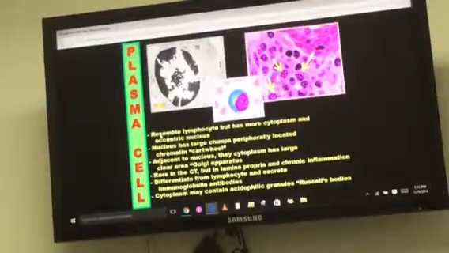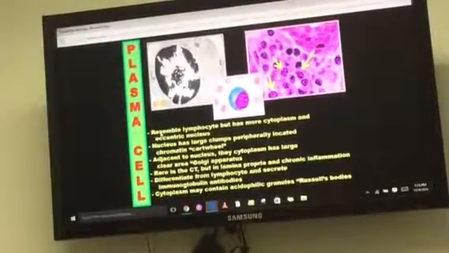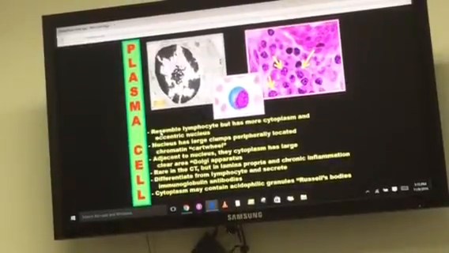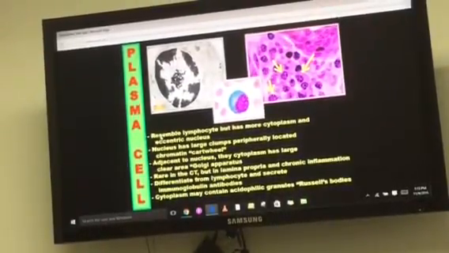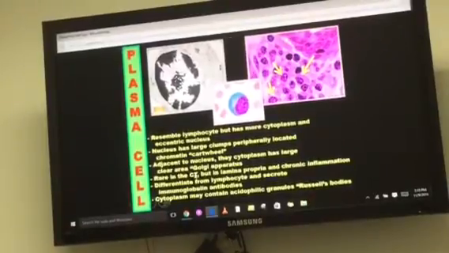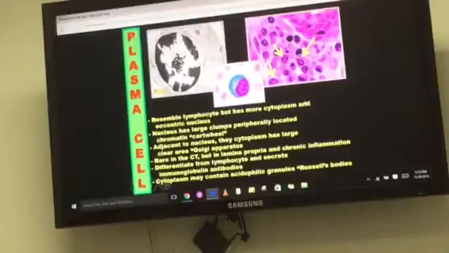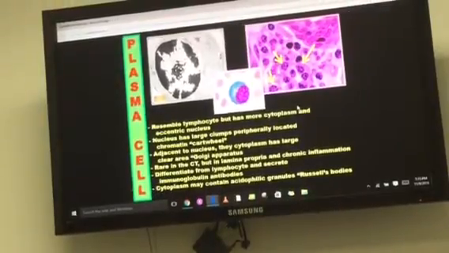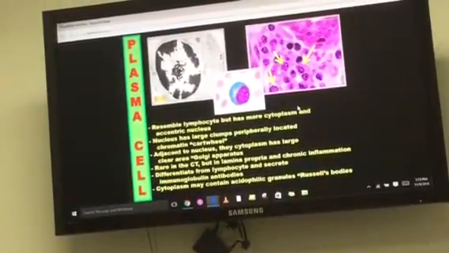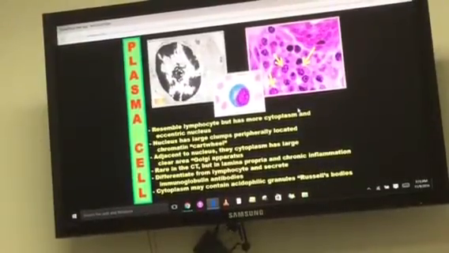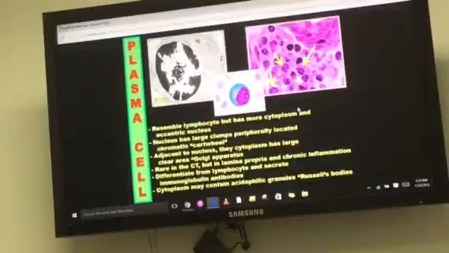But more cytoplasm and eccentric nucleus. Nucleus large clump periphery located. Adjacent to the nucleus is the Golgi apparatus, rare in connective tissues, which secretes immunoglobulin antibodies. Cytoplasm has acidophilic granules known as Russell bodies.